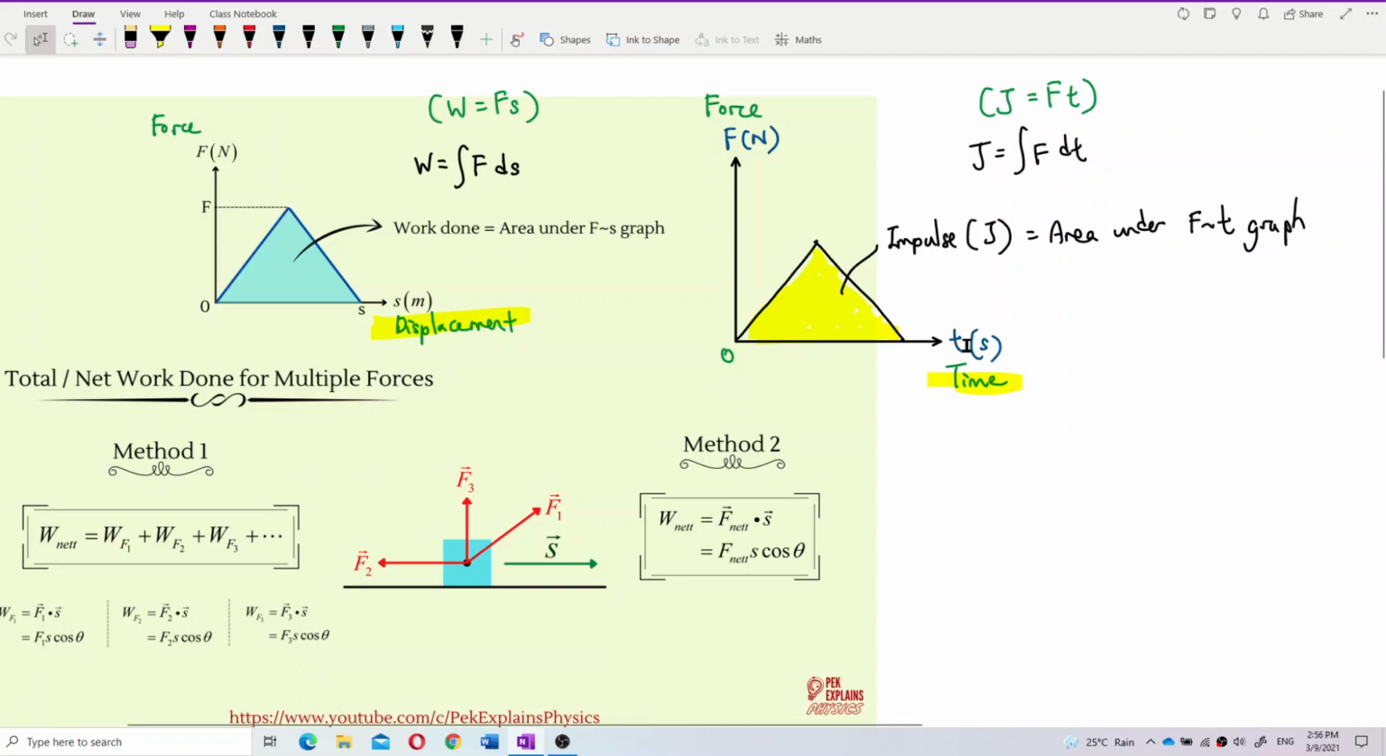So you must look carefully at this one. If displacement, it is work done. If time, it is impulse. So don't get it wrong.